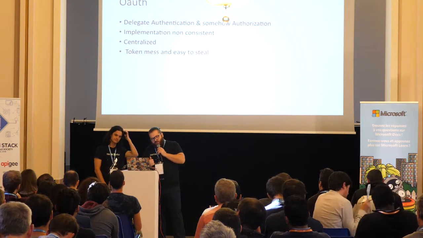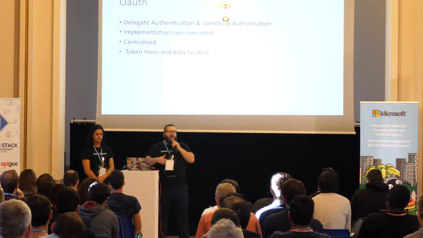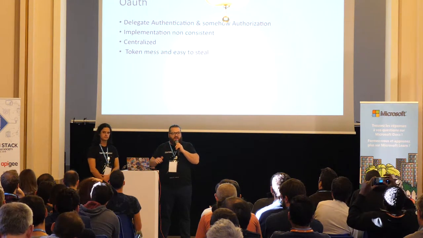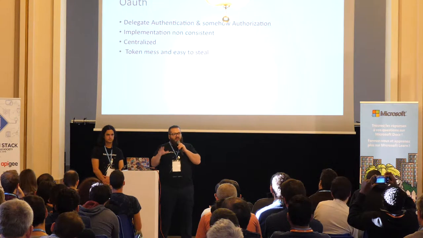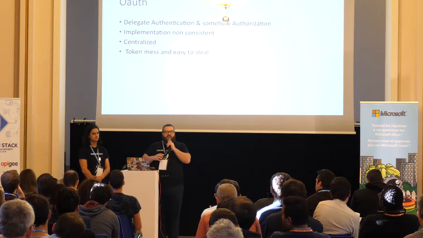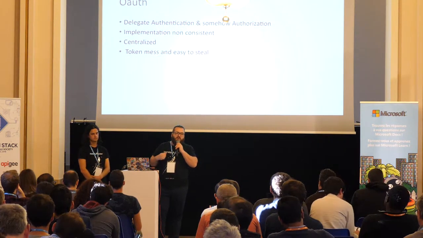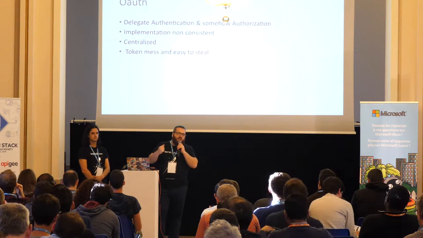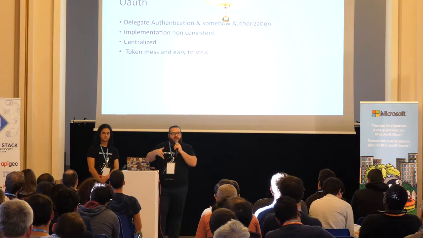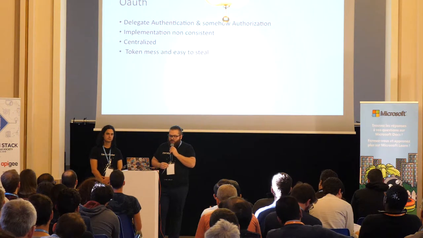There are several problems with OAuth. First, the implementation is non-consistent. OAuth 1 has a specification, OAuth 2 never had a specification, and even OAuth 1 was flagging the implementation, OAuth 2 is just a nightmare. It's still very centralized because you build a token, and everything relies inside this token, so if you need to know what the rights are about this token, you still need to call an external or internal service to know what's inside the token and what rights you need to have.